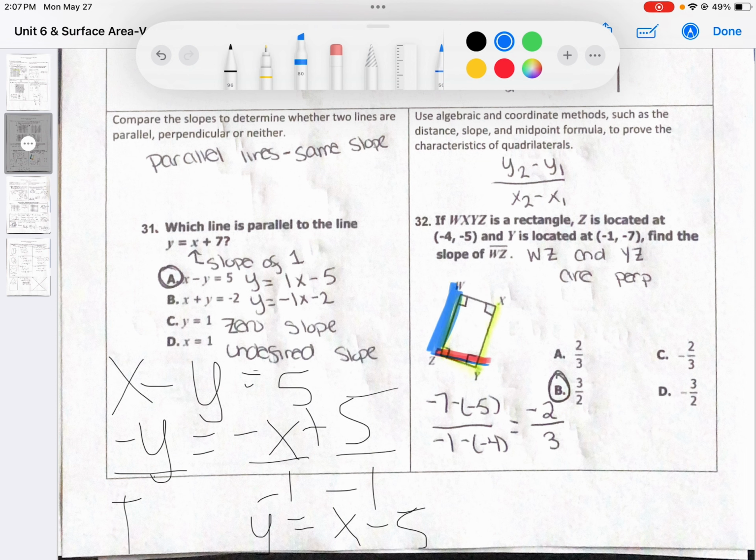These two lines are perpendicular. How do I know they're perpendicular? It's because every angle in a rectangle or a square is 90 degrees. So that means they're perpendicular, and perpendicular lines have opposite reciprocals. I found the slope of YZ, which is negative 2/3, and the opposite of negative is positive. So that eliminates C and D. And the reciprocal, the fraction flip, is 3/2.